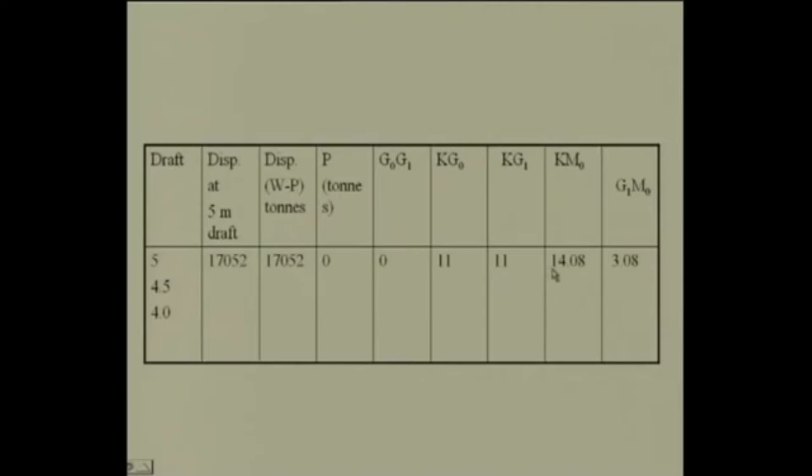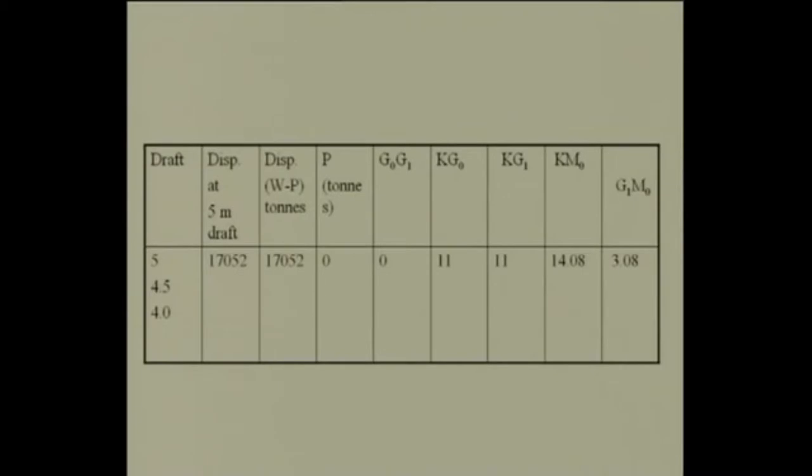Now, see this Km0, please note that Km0 is also not a constant. It might seem as if Km0 is a constant for the whole column. I should have probably written a couple more values, but this Km0 is not a constant for the whole table, because Km is defined as a value.